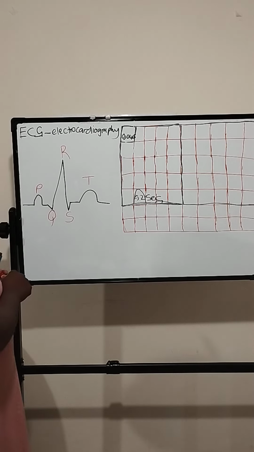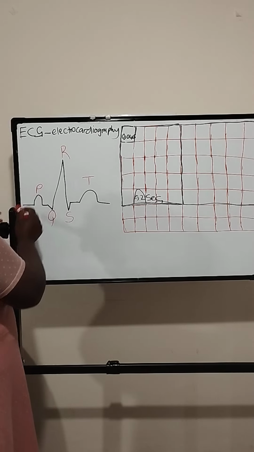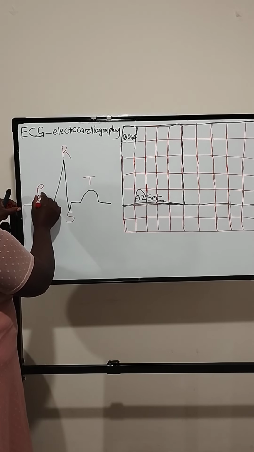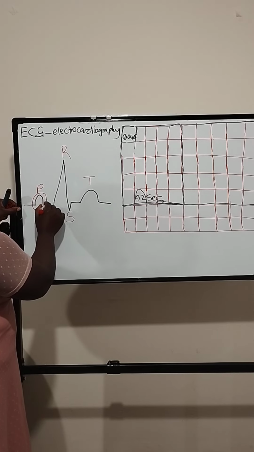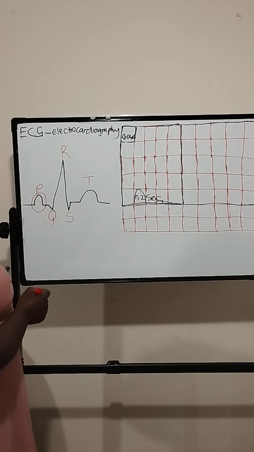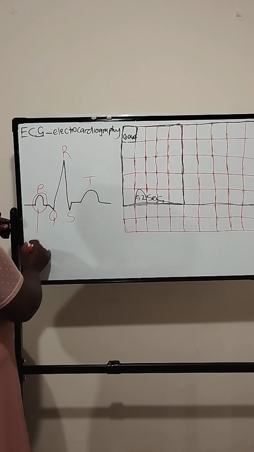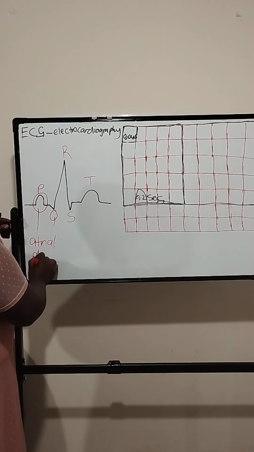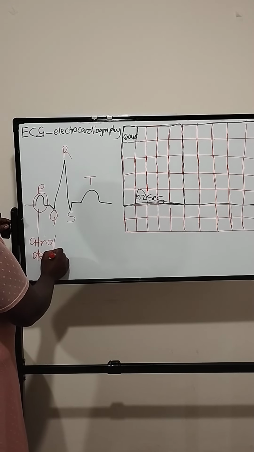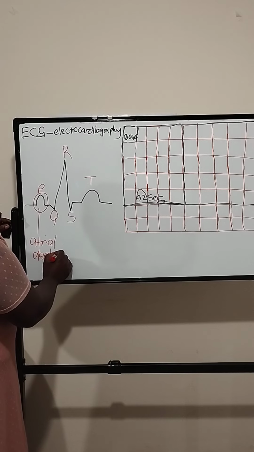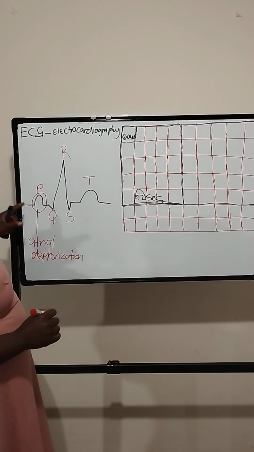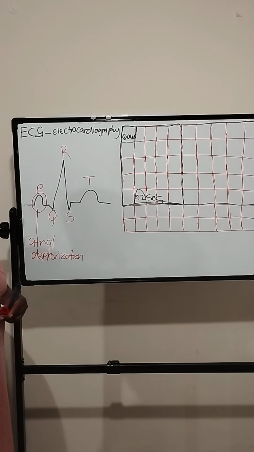So the P wave is this upward deviation, which represents atrial depolarization. The P wave represents atrial depolarization or contraction, and this occurs in response to the firing of the sinoatrial node.